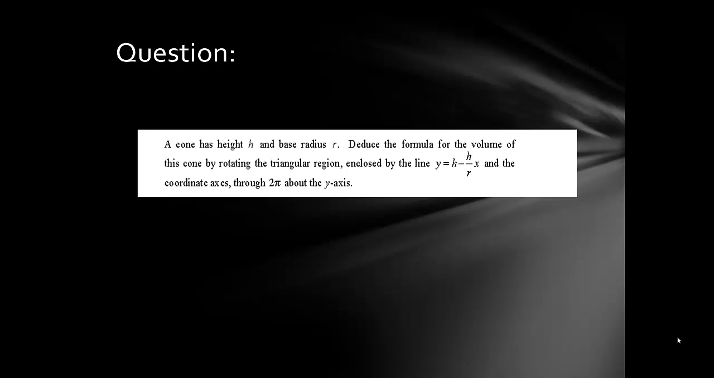A cone has a height h and a base radius r. Deduce the formula for the volume of this cone by rotating the triangular region enclosed by the line y equal to h minus h over r x and the coordinate axes through 2 pi about the y-axis. So, since we are asked to rotate about the y-axis, let's start by solving for x.